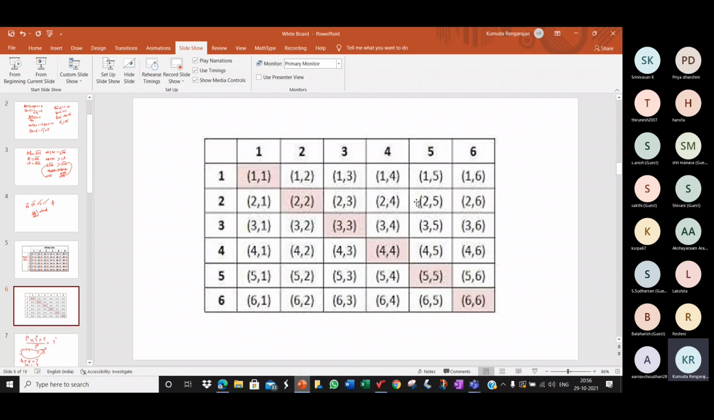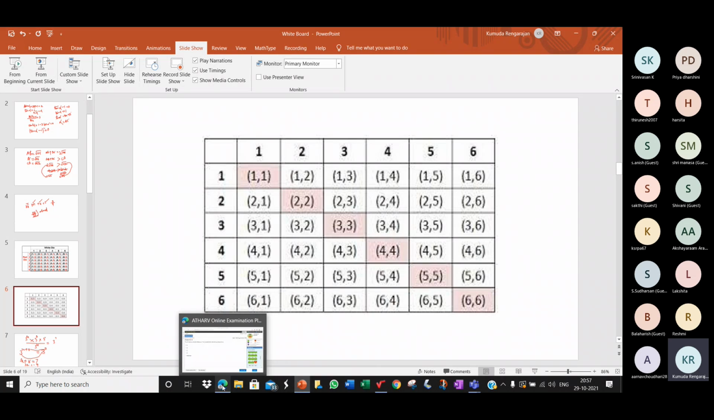X is less than y. The first number is less than the second number. It's above the diagonal. Where do you see the first number greater than the second number? X greater than y? Below, ma'am. Below the diagonal. So such questions also may be asked. Just remember that x is equal to y is 6. X less than y and x greater than y, 15 each. So 15 plus 15 is 30, plus 6 is 36.